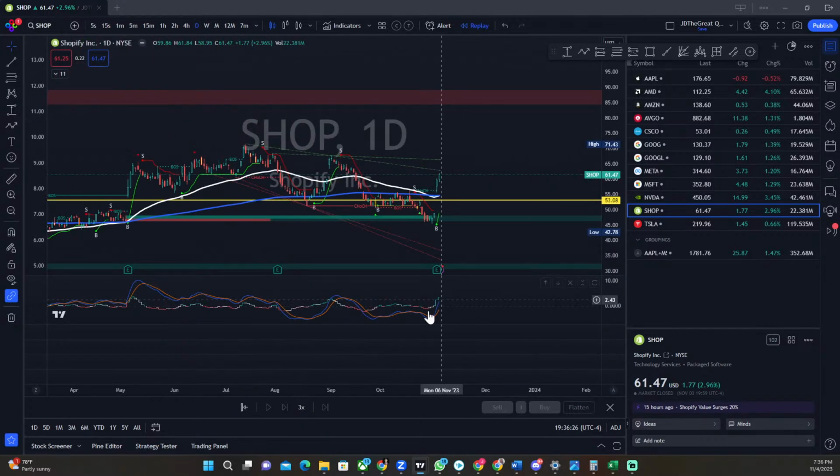Let's go to the daily. The daily is showing me this. It is a gap. So does the gap fill now or does the gap fill later?